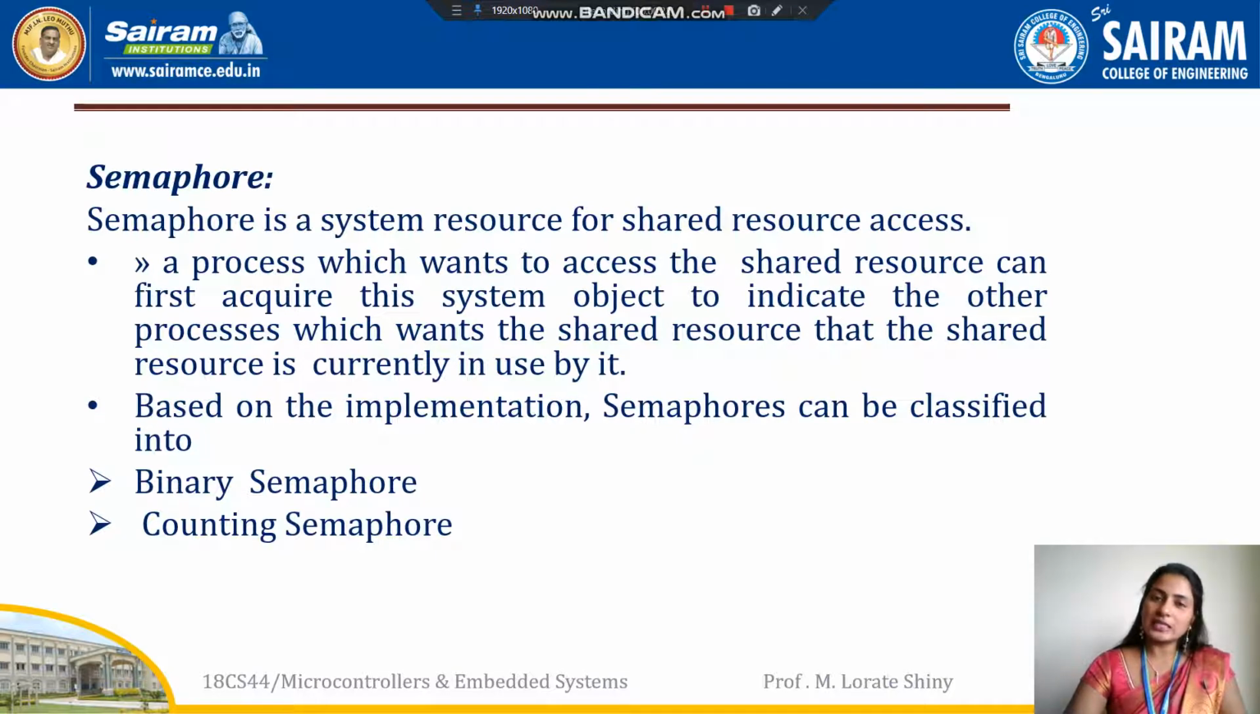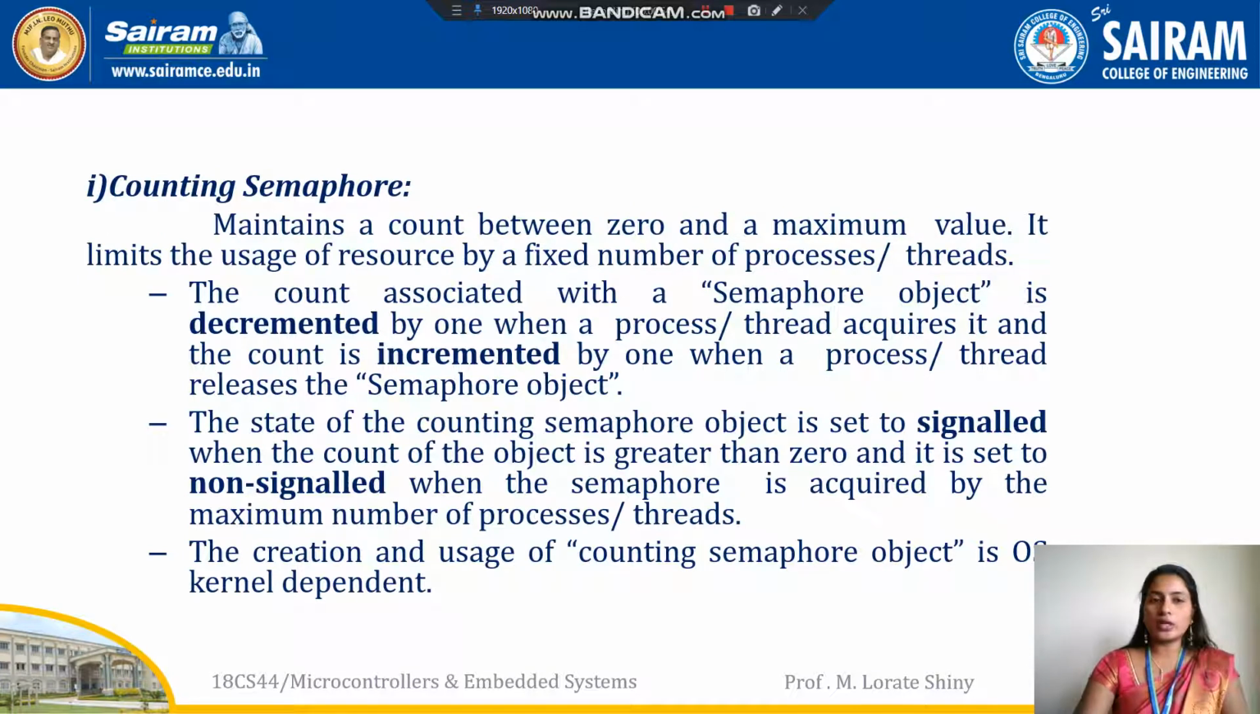In a multiprocessing system, whenever a task wants to access a shared resource, first it has to acquire this semaphore. It indicates to other processes which want the same shared resource that the resource is currently used by this process. Based on the implementation of the limitation of resource usage, this semaphore is divided into two categories: binary semaphore and counting semaphore. First, we'll see about counting semaphore.